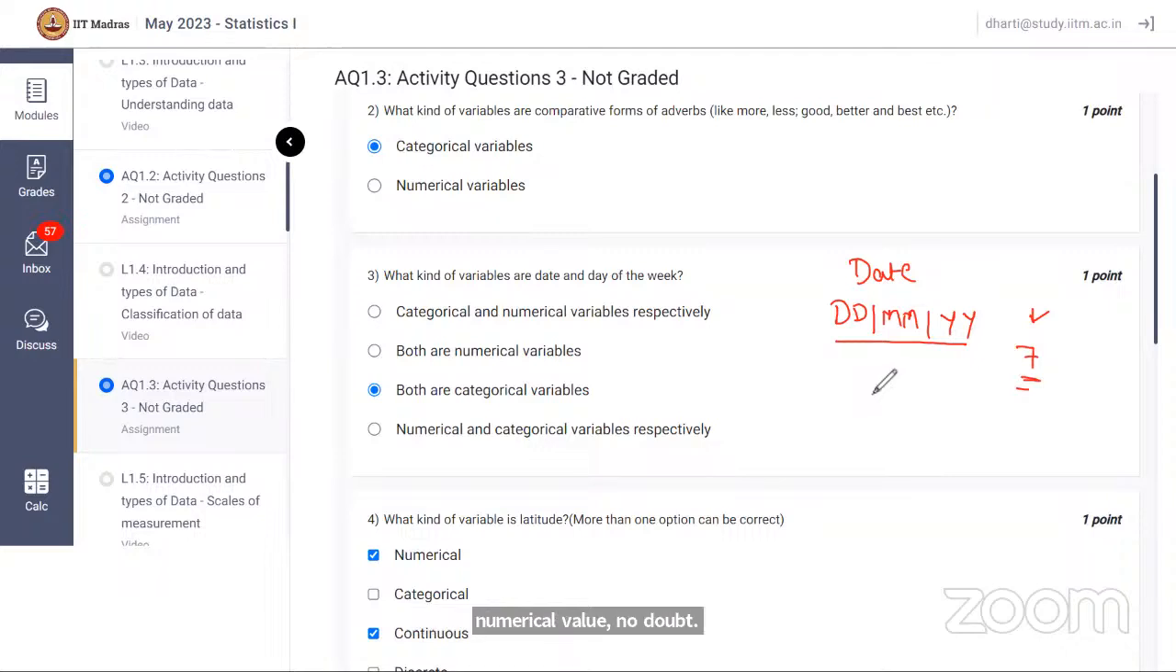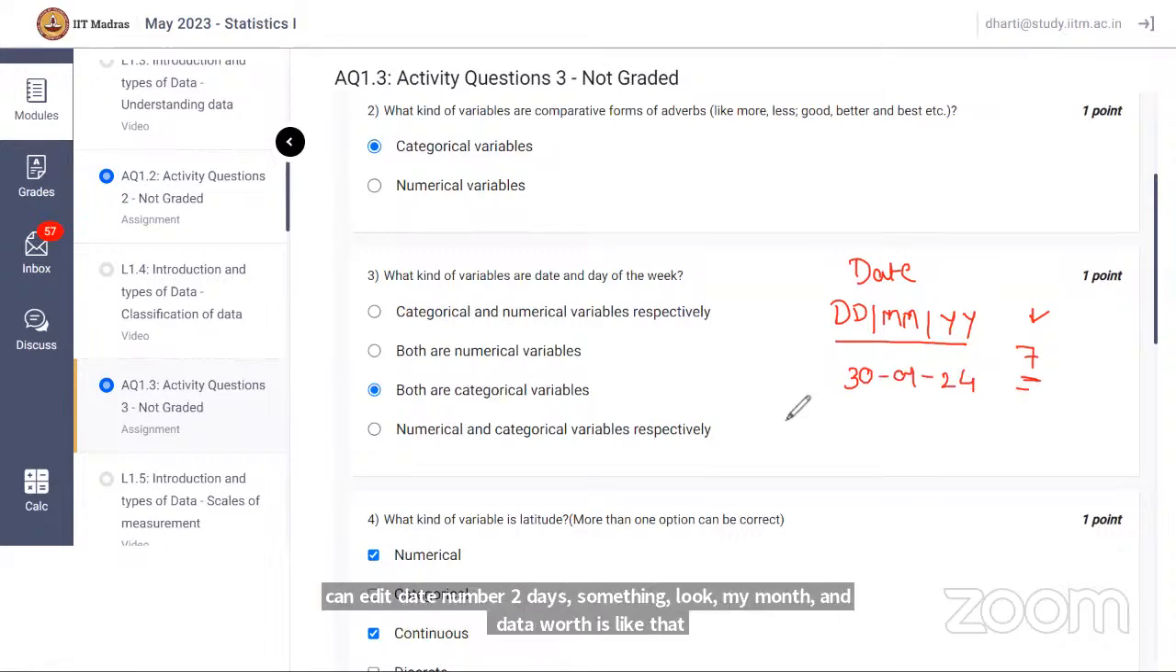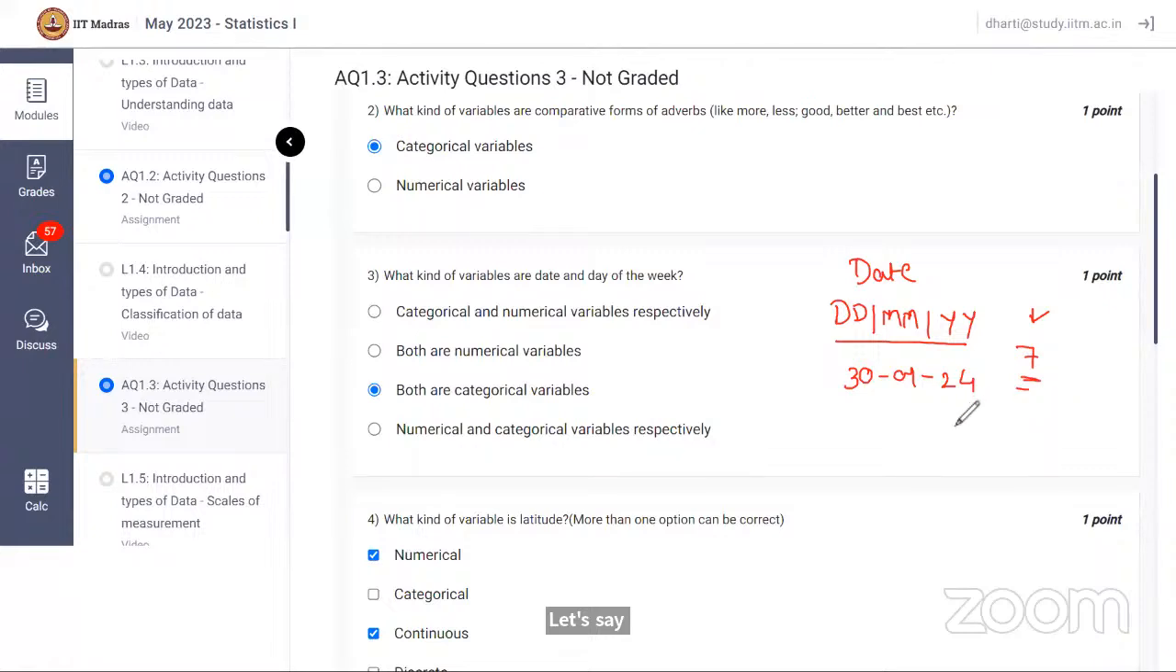Why? Because you can't add dates, and there is nothing meaningful to obtain from adding them. Ma'am, we can add dates, as today's date is something, and my date of birth is like that. Let's say date of birth is 30/01/2004 and today's date is 0/30/01/24. For getting age, we can subtract the date of birth from today's present date.